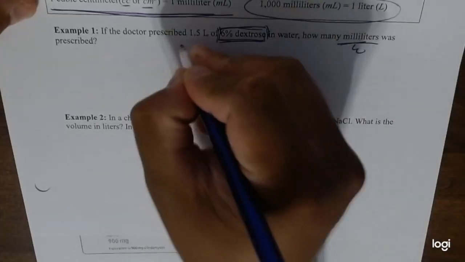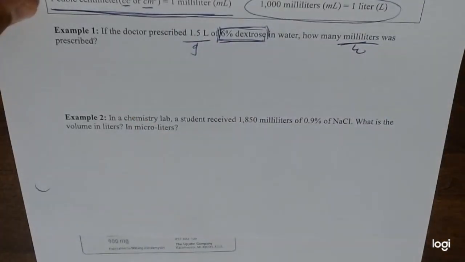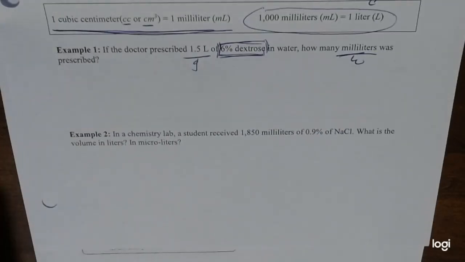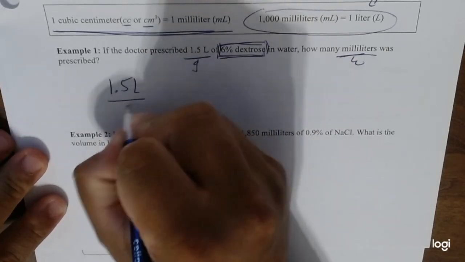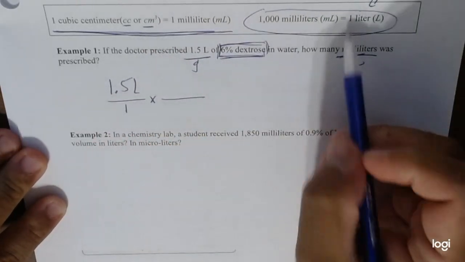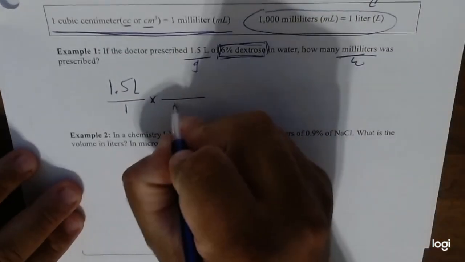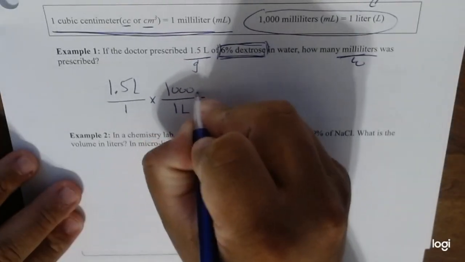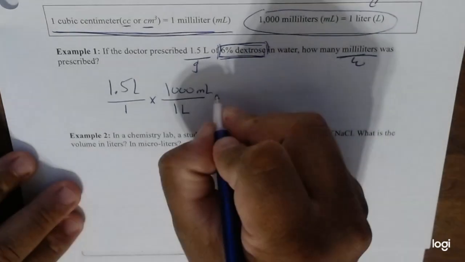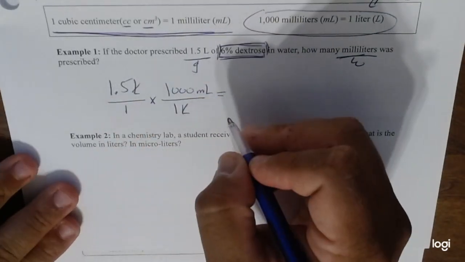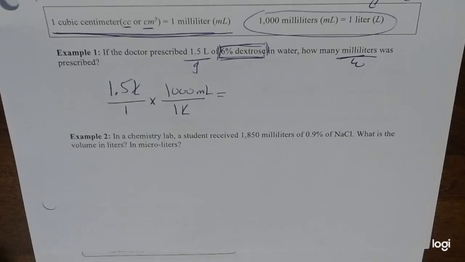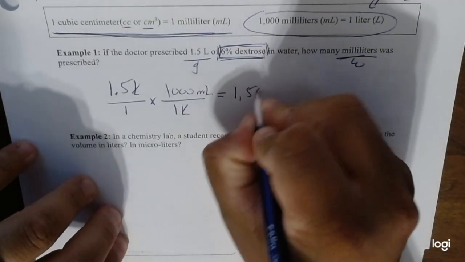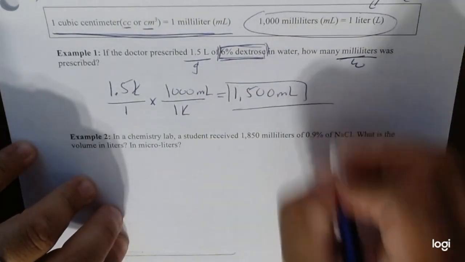Well, what's given to me? Liters. Okay. So in that case, let's start with what we're given. So 1.5 liters times, now we have this portion to help you guys out, right? For every 1 liter, there are 1,000 milliliters. So canceling out and then multiplying, it should give you, I think it's 1,500 milliliters. Yeah, 1,500 milliliters. Okay.